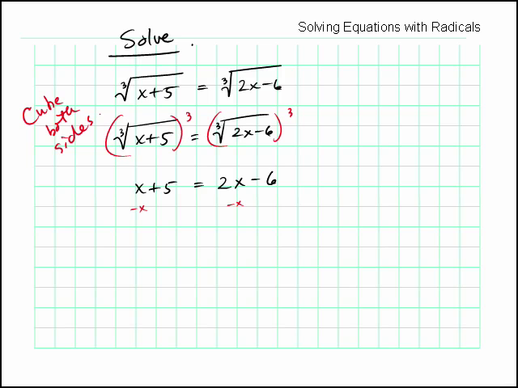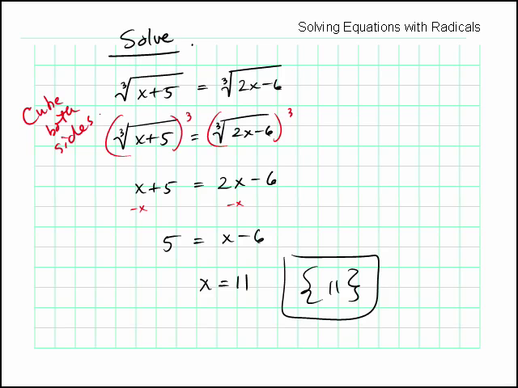Subtracting x from both sides, I get 5 equals x minus 6, and x equals 11. If we do check this in the original problem, it will work. And so we get 11 as our solution. And that's our lesson on solving radical equations.